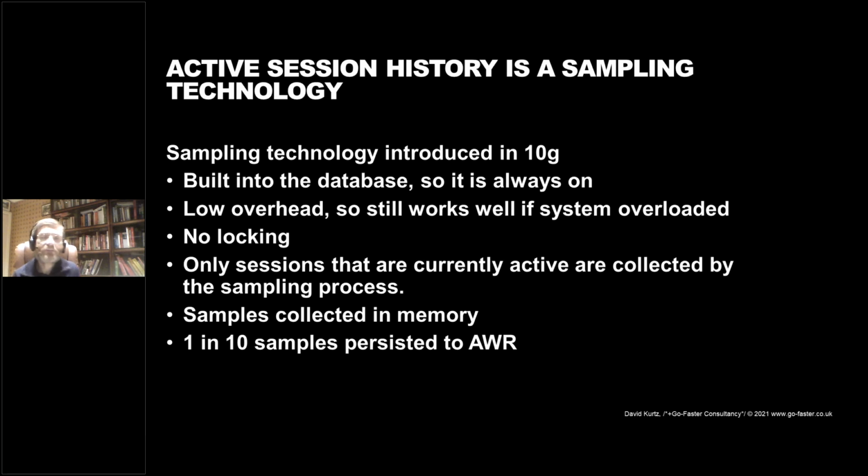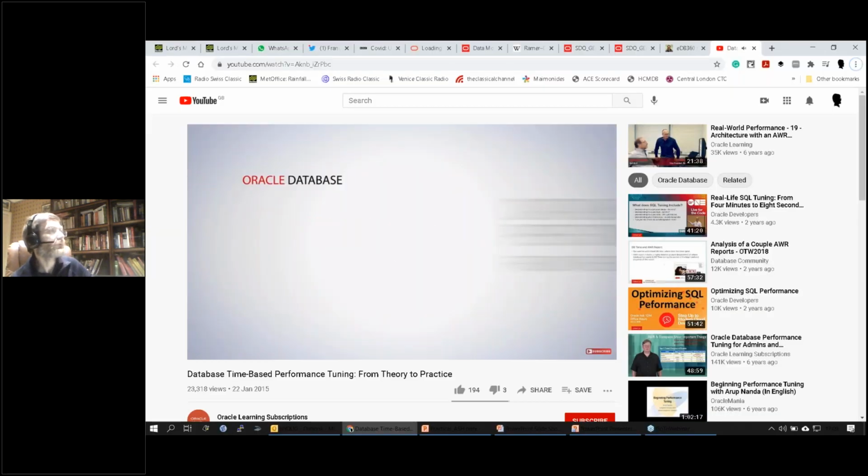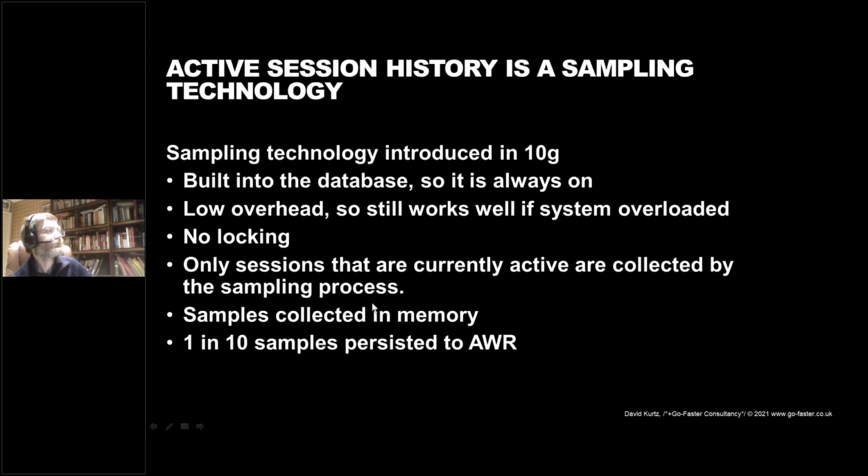The key thing to get across is active session history is a sampling technology. That technology is built into the database. So it's always on, and it's a low overhead, and therefore it works if the system is ever overloaded. And it was designed to be so. There's no locking, there's no latching involved. It simply reads memory registers. And then those samples are collected and presented back to the user, and 1 in 10 of them are also persisted into the AWR repository.